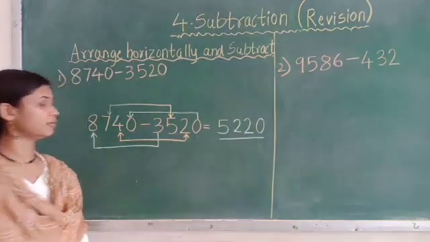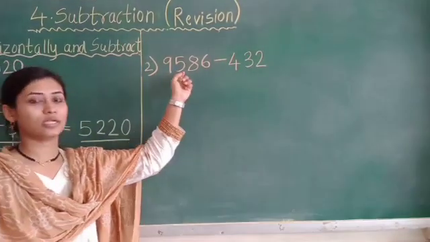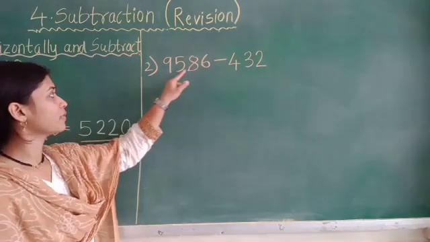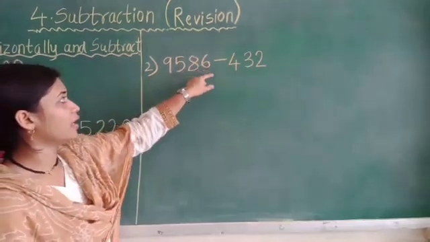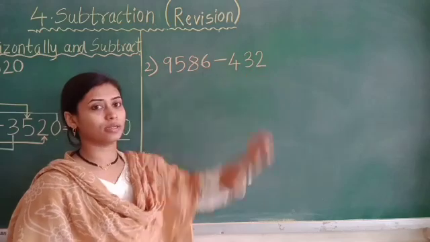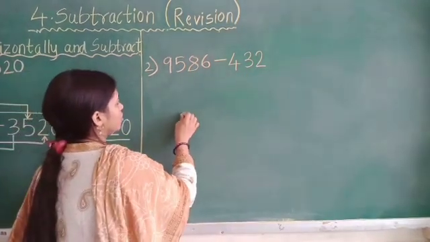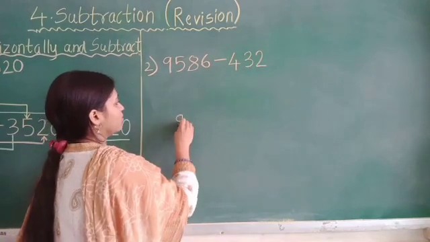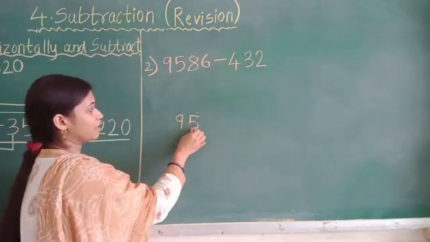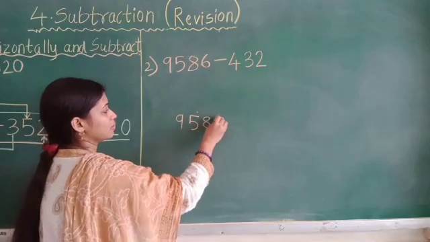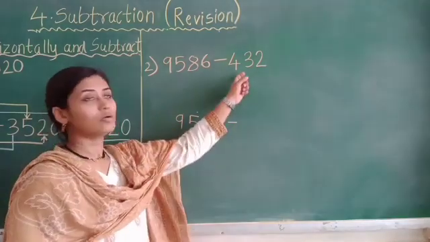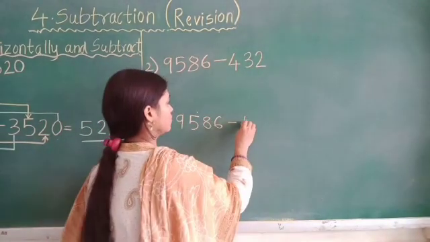5220. Now we will see here the next second sum. 9586 minus 432. We have to subtract. So we will write here 9586 minus 432.